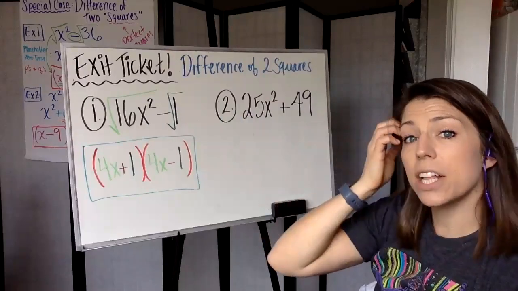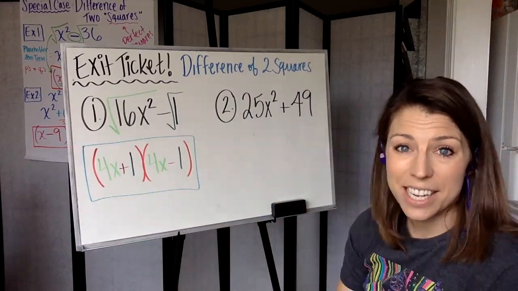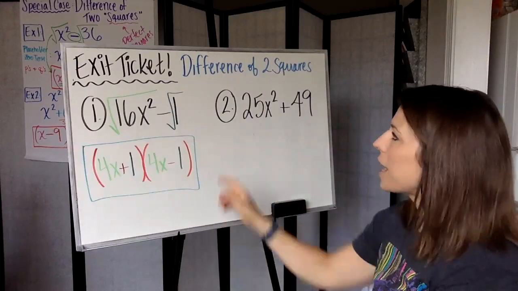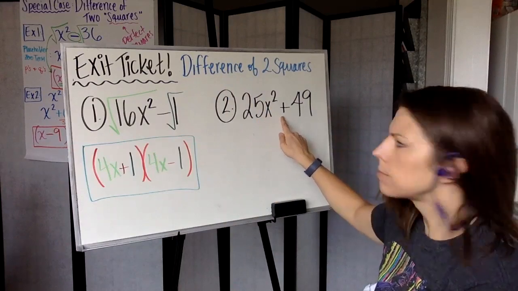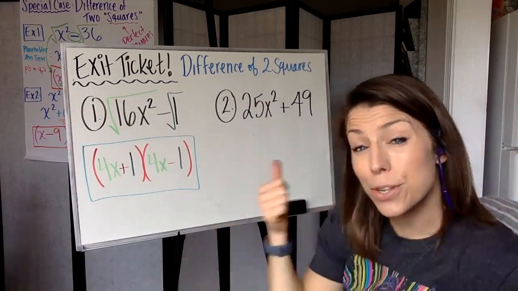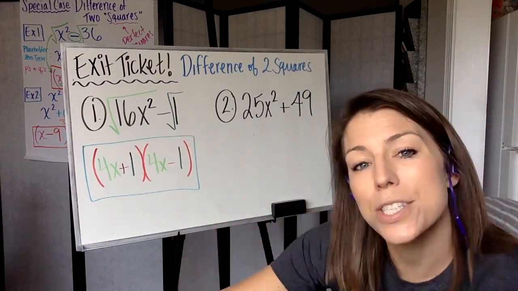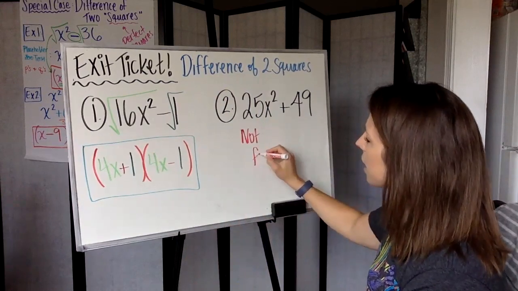So let's take a look at number 2. Let's go through the checklist and make sure that it is a difference of 2 squares. Check 1, is it a difference? It's not a difference, it's a sum. This isn't called a sum of 2 squares. So if you saw something like this, guess what your answer would be? Not factorable.